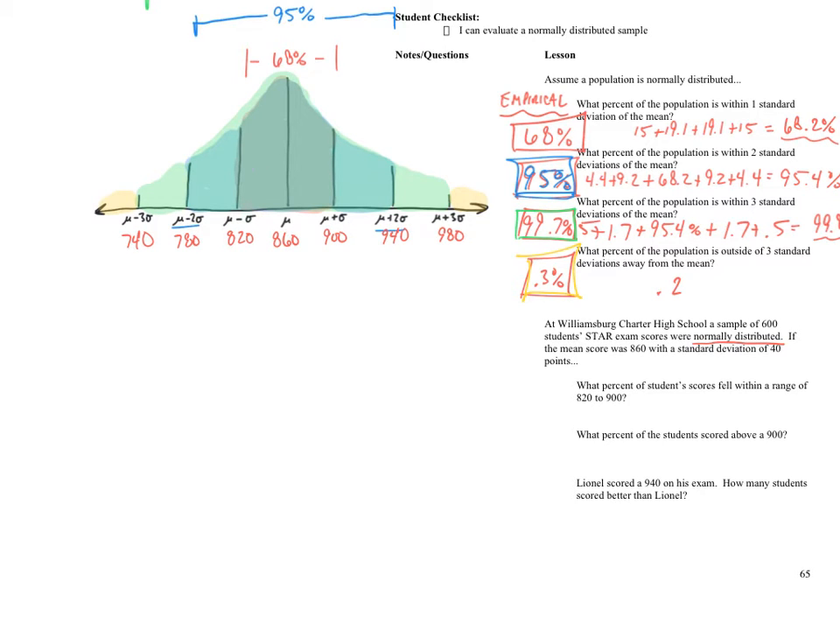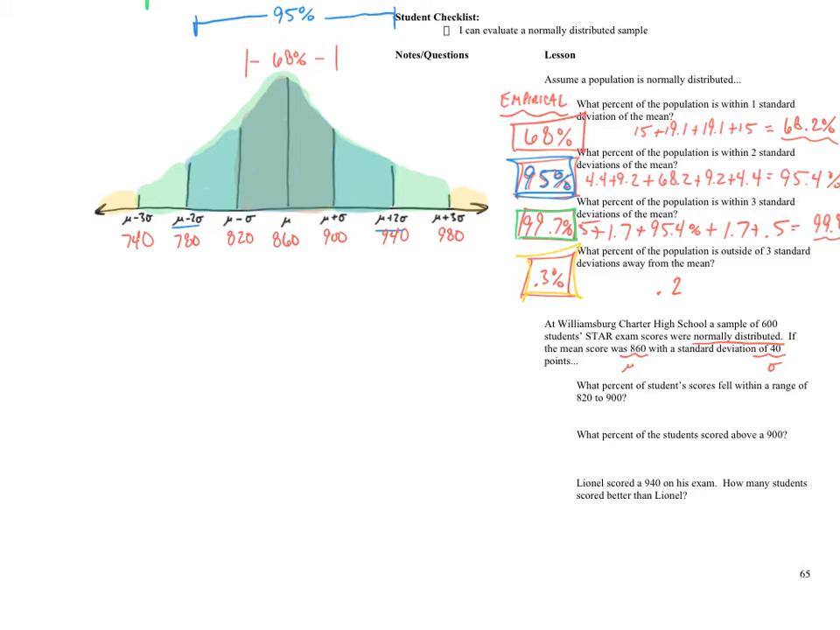And so this should sort of be your first move when you're dealing with normal distribution. And once you find out what the mean and the standard deviation are, then you can fill in that normal distribution curve. And now it's just a matter of what data we want to look at here. So we're asked what percent of the population fell within a range of 820 to 990.